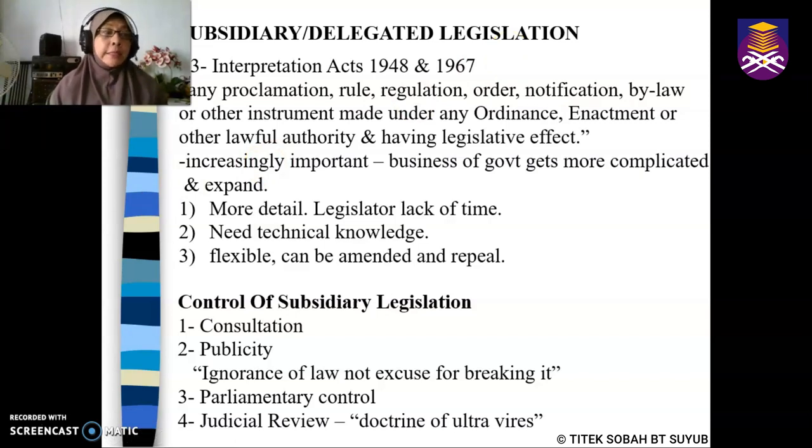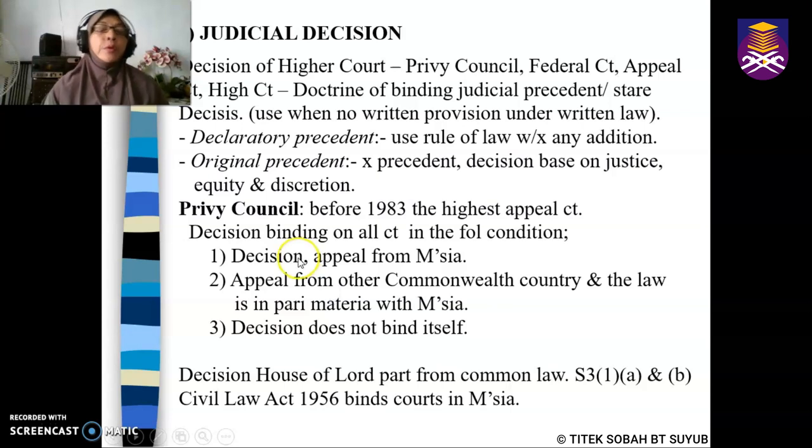So this subsidiary legislation can take any form. It can be a proclamation, a memo, or a notification. It doesn't matter what it is named, as long as it has law enforcement, then it is known as subsidiary legislation. And as I told you earlier, we have subsidiary legislation because the legislators, the House of Representatives and the state assemblies, are not experts, and furthermore they don't have enough time to do the details. So let the experts do the details. Okay? So how is it controlled? That's why the subsidiary legislation also needs to be publicized.